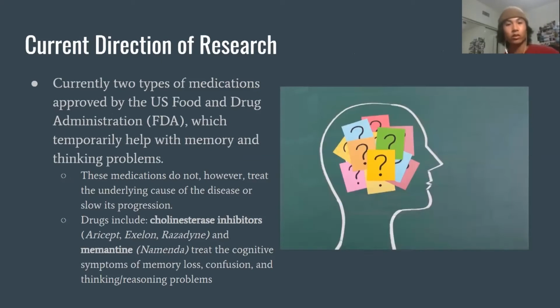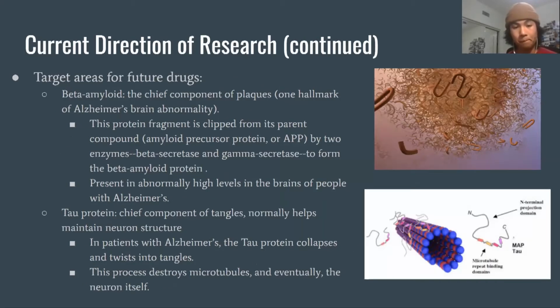And so currently the direction of research is that the FDA has approved 2 types of medications for Alzheimer's. So they don't treat the cause of the disease or slow down its progression, but these drugs do help with problems in memory and thinking. So the 2 drug types are cholinesterase inhibitors, and these include drugs such as Aricept, Exelon, and Razadyne, and Memantine. An example of this would be Namenda.